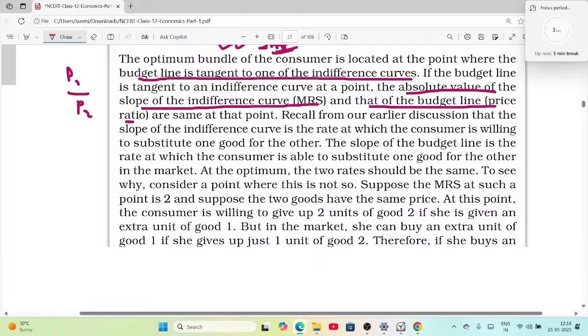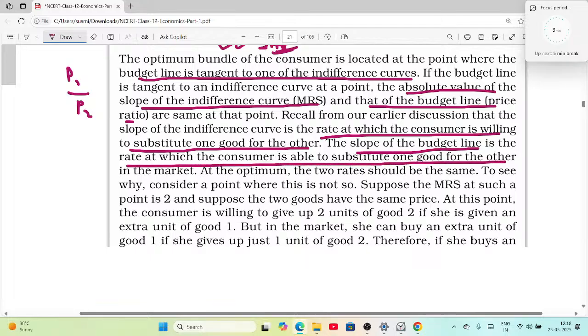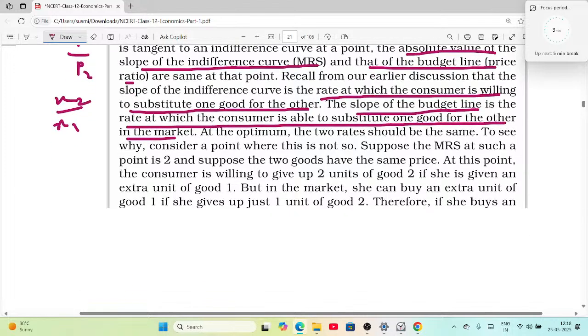Recall that the slope of the indifference curve is the rate at which the consumer is willing to substitute one good for the other. The slope of the budget line is the rate at which the consumer is able to substitute one good for the other in the market. At the optimum, the two rates would be the same.